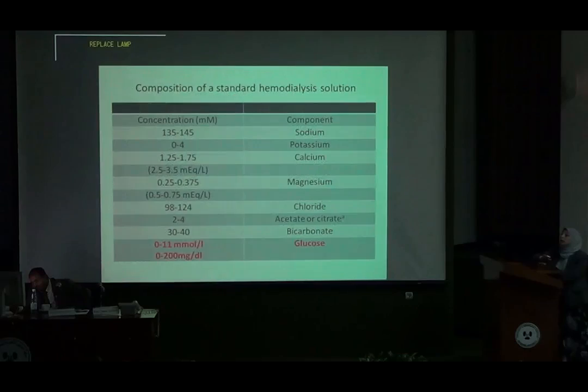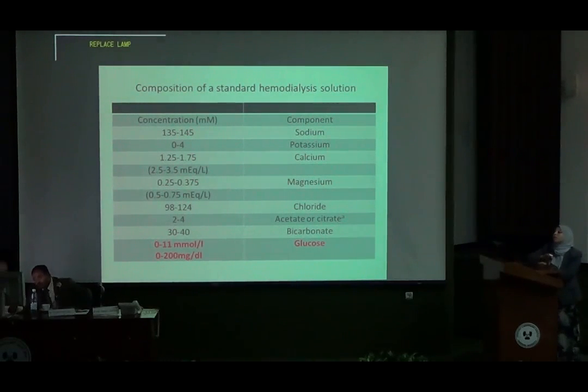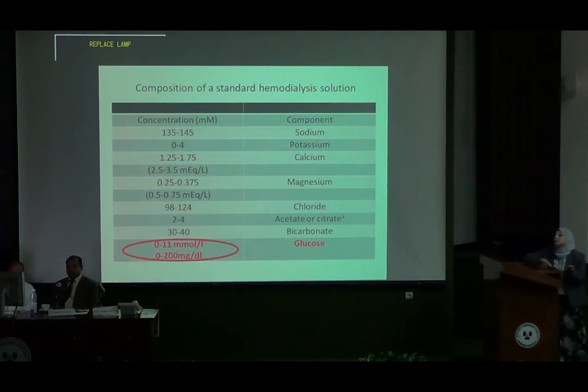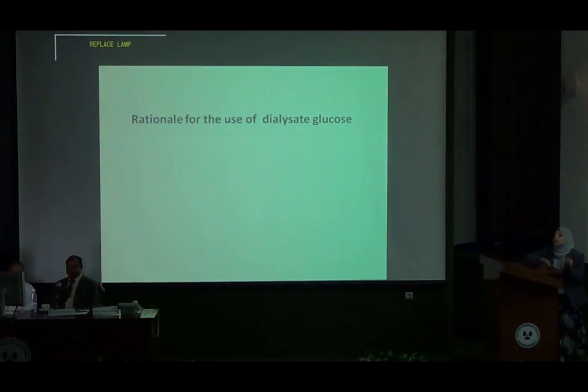So this is important. This is a standard hemodialysis solution. One of the components is glucose, present from 0 to 11 millimole, or from 0 to 200 milligrams per dl. The concentration is not fixed. What is the rationale for using dialysate glucose? Well, to answer this question, we need to go back to history.